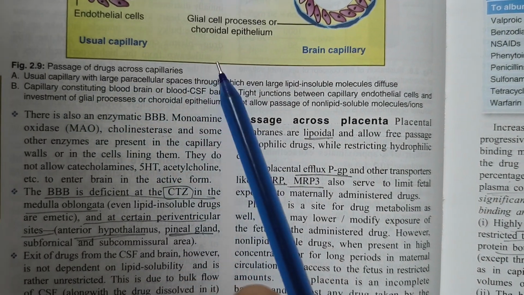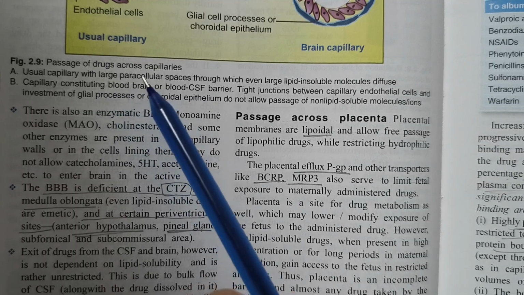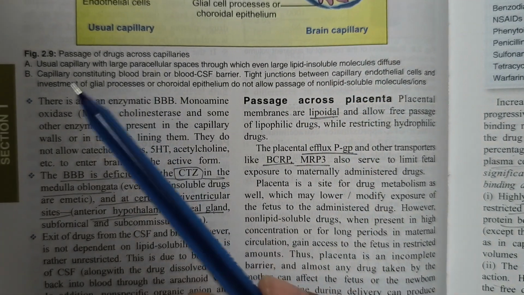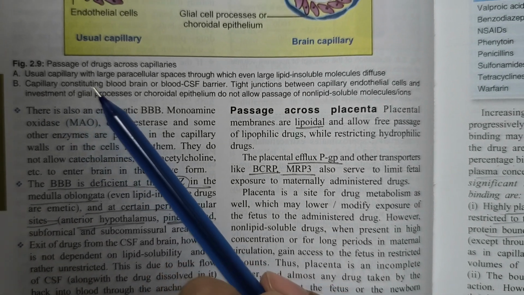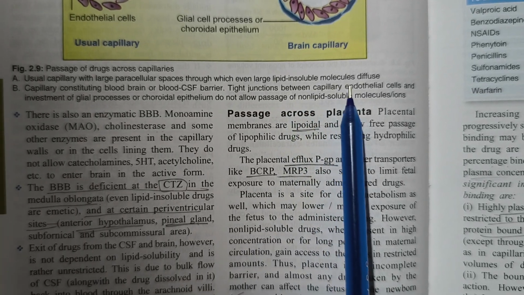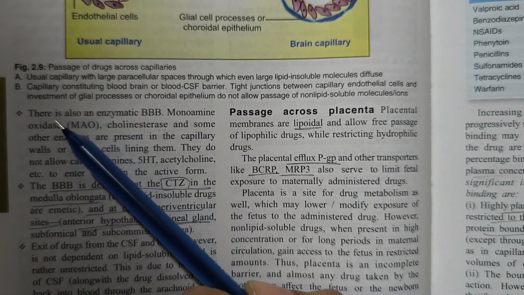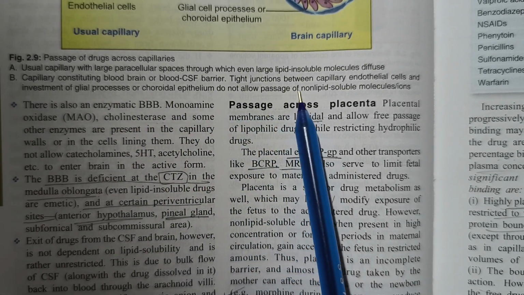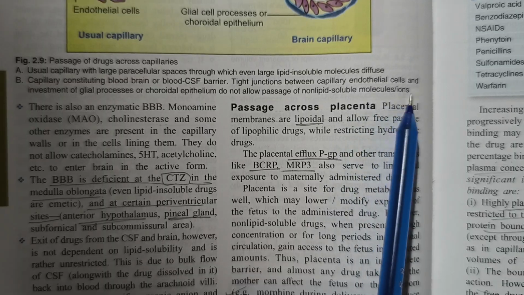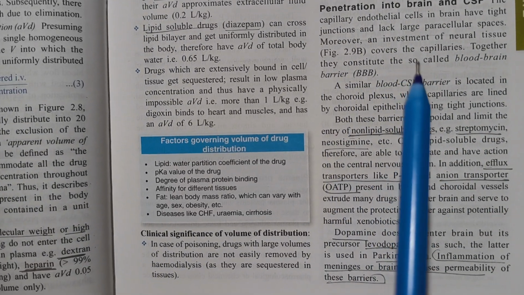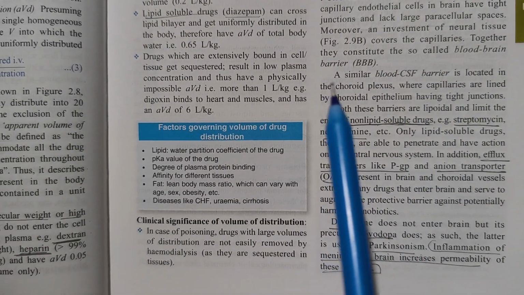Passage of drug across the capillary. A is usual capillary with large paracellular space through which even large lipid soluble molecule diffuses, whereas B is the capillary consisting of blood-brain or blood-CSF barrier, tight junction between the capillary endothelial cells and investment of glial process or choroidal epithelium do not allow the passage of non-lipid soluble molecules or ions. Covers the capillary. Together they constitute the so-called blood-brain barrier, BBB.